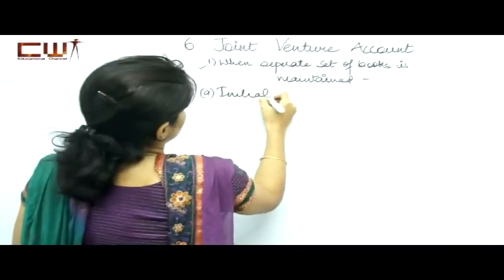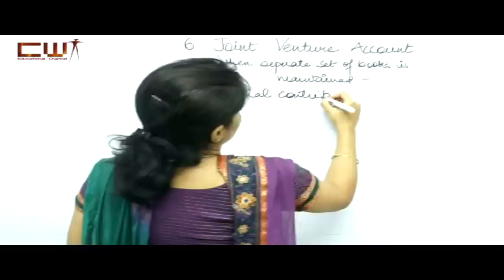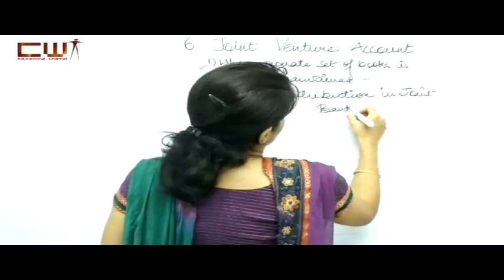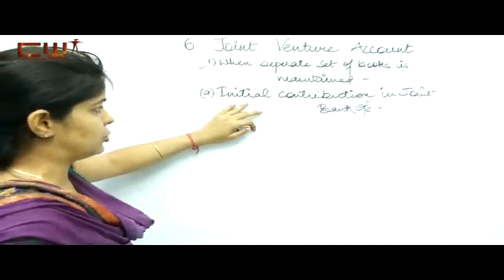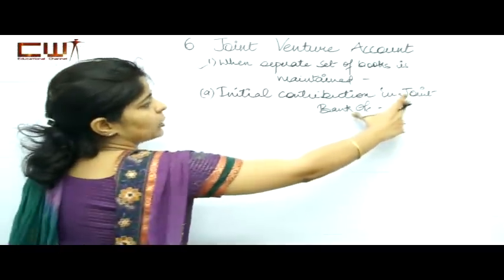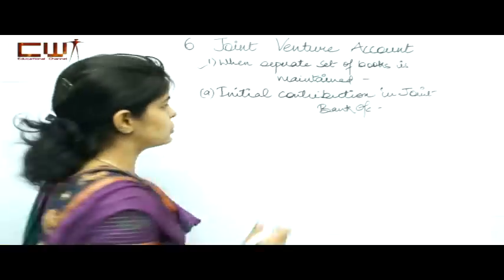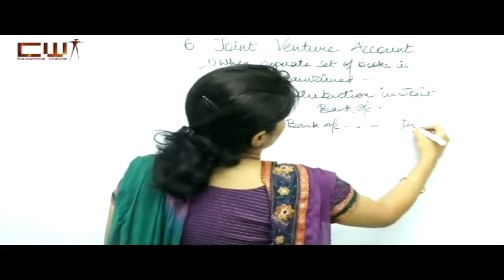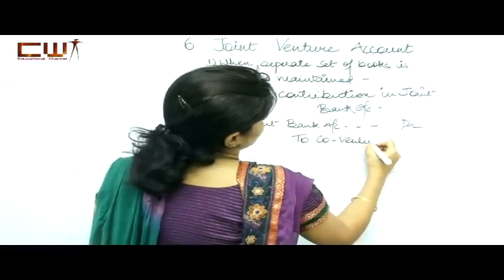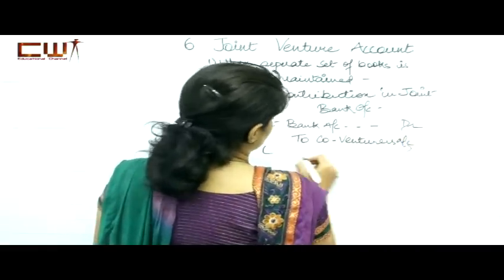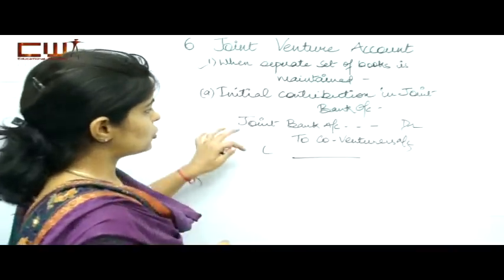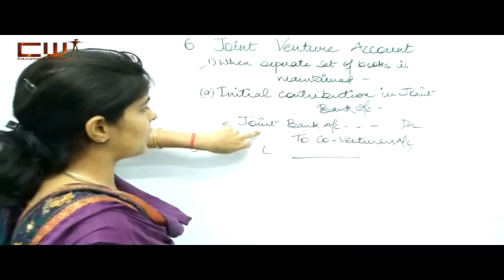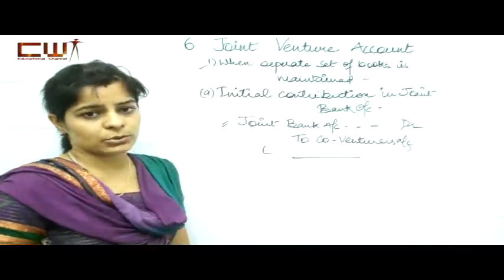Initial contribution in the joint bank account means they have opened a joint bank account and they are putting money into the account to start off with the business. So what will be the entry? Journal entries we are passing. Joint bank account debit, to co-venturers account. Here you will put the narration being money, initial money contributed. This is one important entry. The bank account is debited because money is coming in, and the co-venturers who are contributing the money, their account is credited, right?